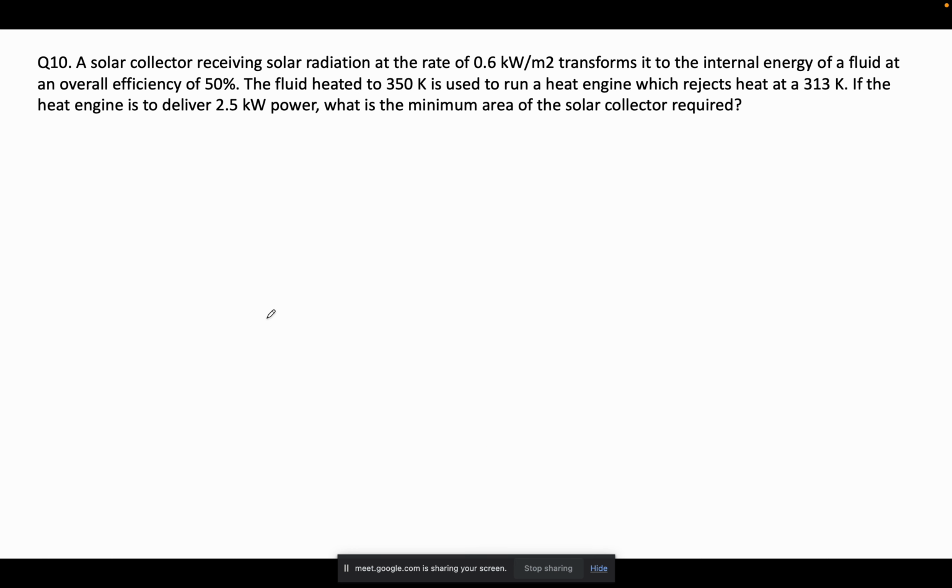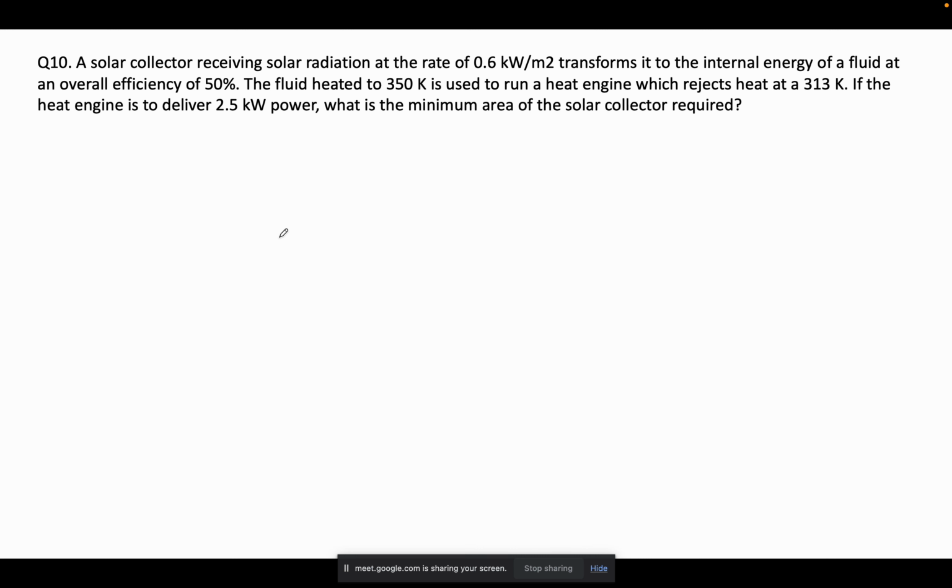Next, a solar collector. A solar collector receiving solar radiation at the rate of 0.6 kilowatt per meter square transforms it into the internal energy of a fluid at an overall efficiency of 50%. The fluid heated to 350 degrees Celsius is used to run a heat engine which rejects heat at 313 Kelvin. The heat engine is to deliver 2.5 kilowatt. What is the minimum area of the solar collector required?